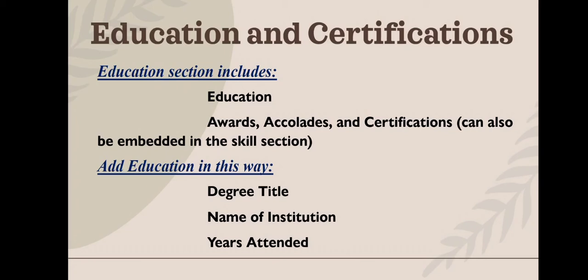You have to add education in this way. Write your degree title at first, then write the name of the institution, and then write the years attended. For example, if you have earned a degree of BS or bachelor's, then write the complete title, bachelor's in computer science or bachelor's in arts and humanities or whatsoever it is. Then write the name of the institution, any XYZ University or any XYZ College. Write the name and then write your years attended, like 2014 to 2018 or 2016 to 2020. So in this way you have to add your education.